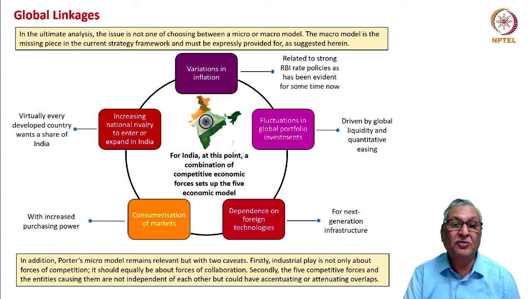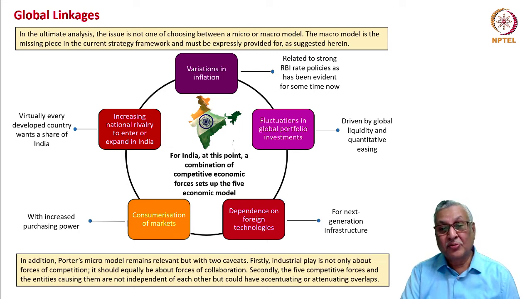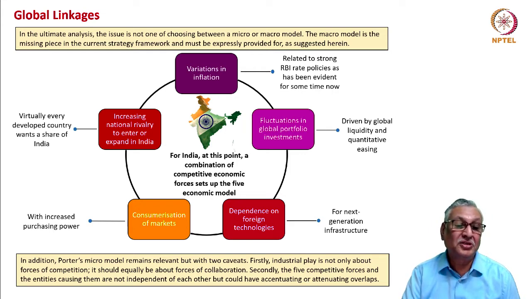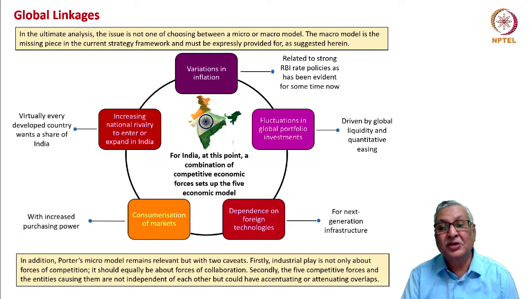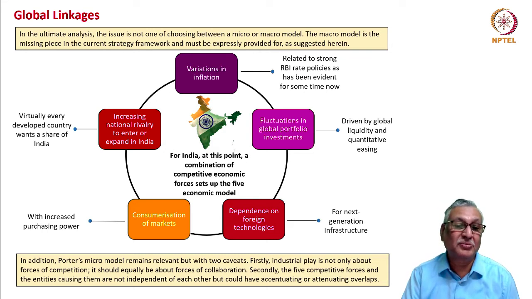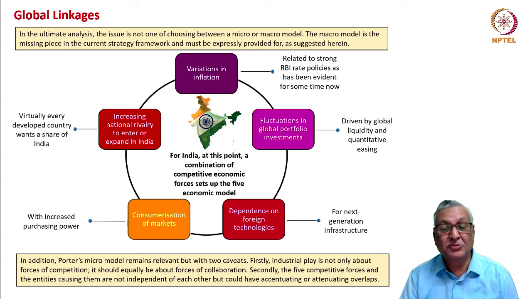As India develops into the world's largest economic power in terms of rankings, then there would be increased purchasing power. We are expected to be the third largest economic power by 2025, and that would place an enormous increase in GDP and also place enormous purchasing power in the hands of consumers. That would lead to better industrialization. Fifth, virtually every developed country wants a share of India. Therefore, there is an increasing level of national rivalry to enter or expand in India. Economic pragmatism has replaced policy dogmatism of countries.